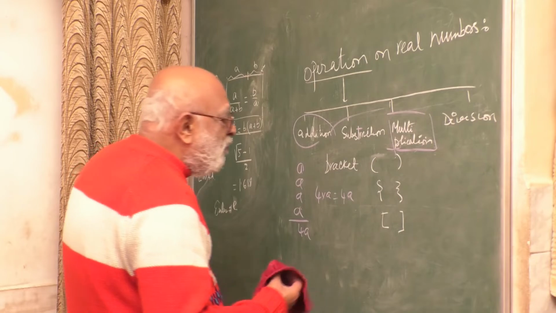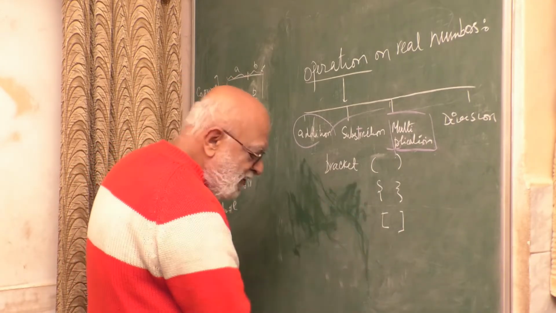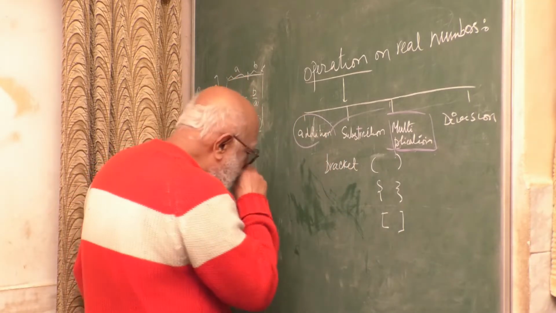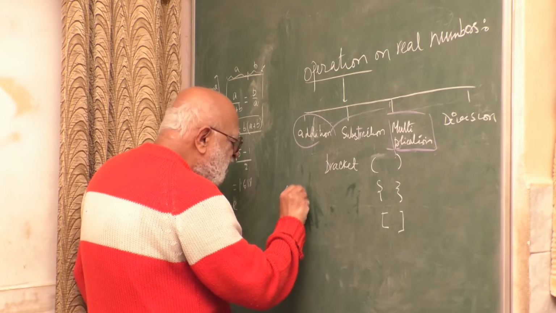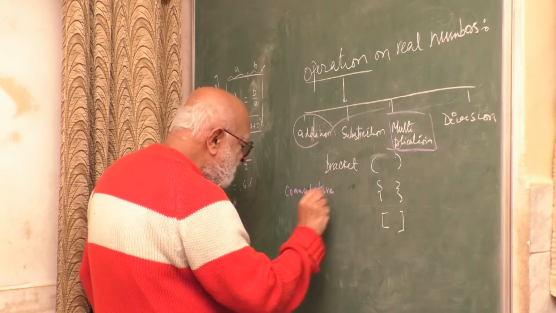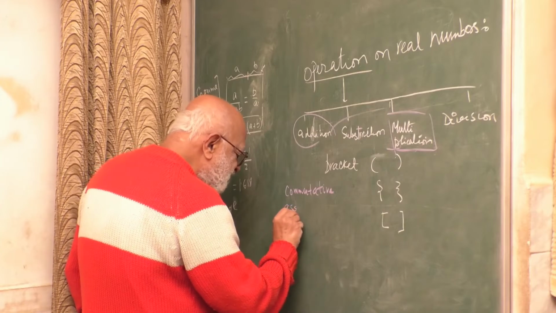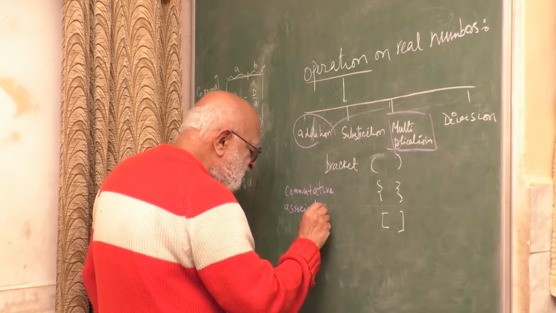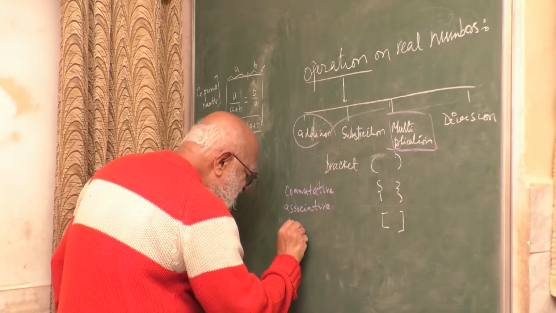Okay, so these are the operations. Now what I am going to do is there are some laws which are applicable. So they are called commutative, then there is also associative, and distributive.